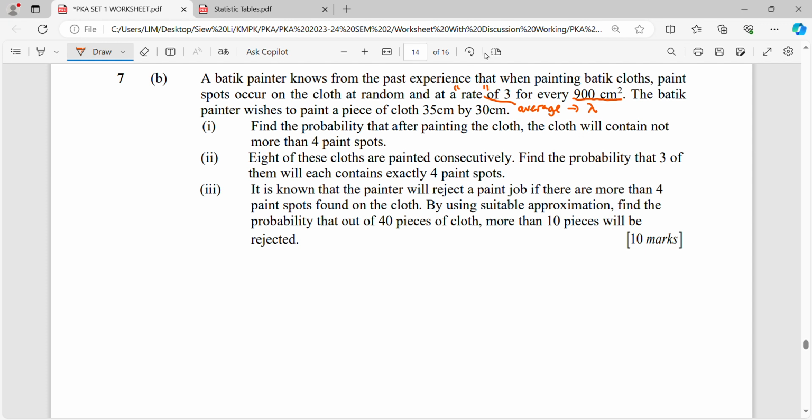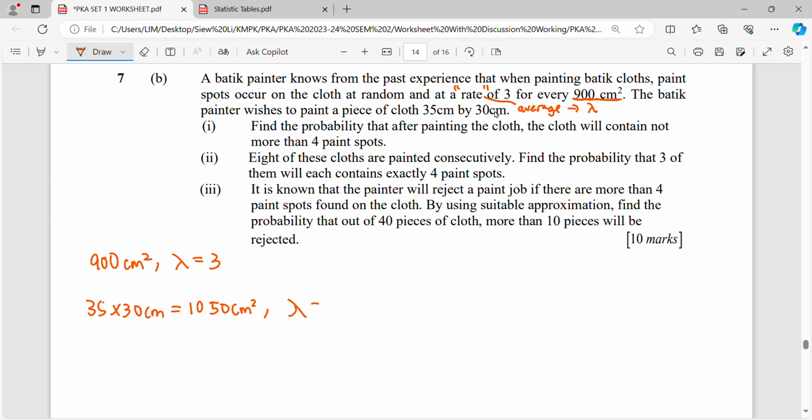So the batik printer wishes to print a piece of cloth 35 cm times 30 cm. So this is the area for 900 cm square, your lambda is 3. When you want to print 35 times 30 cm, how much is the area? 1050.